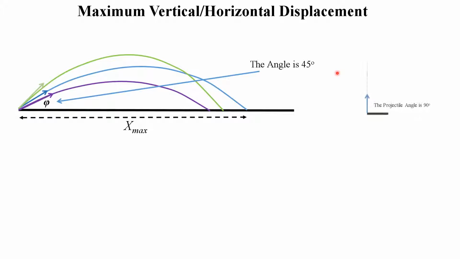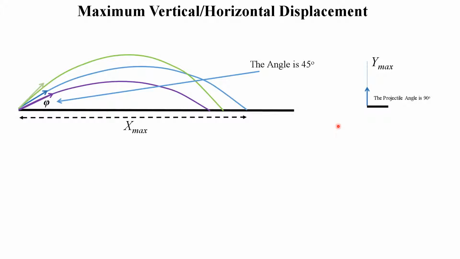For the vertical situation, it's fairly easy. It means the projectile has to face fully up, then you can get the maximum vertical displacement, i.e. the angle has to be 90 degrees.